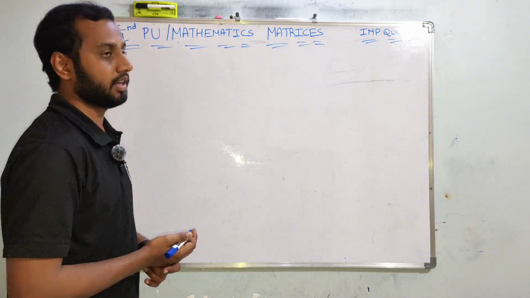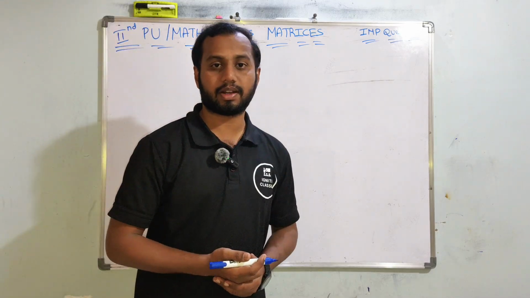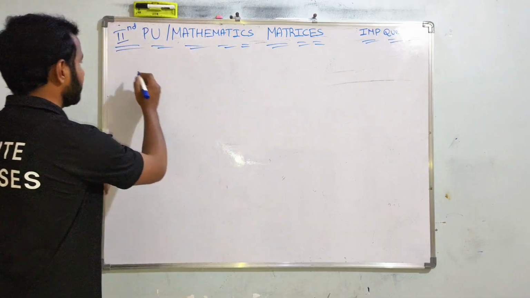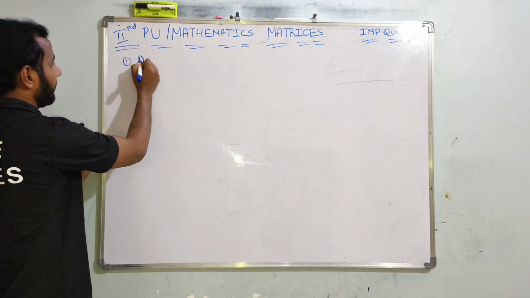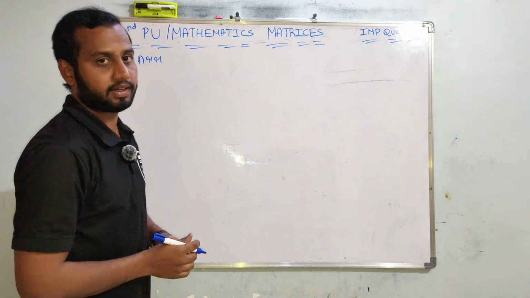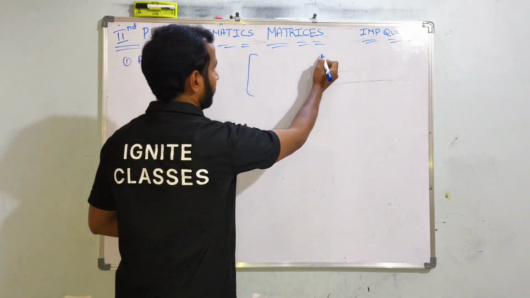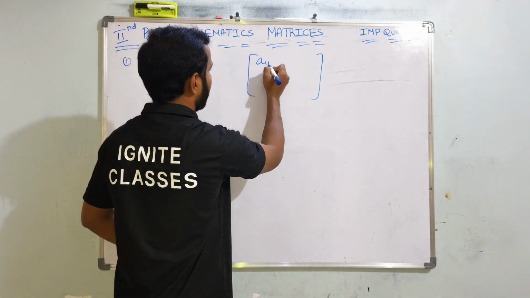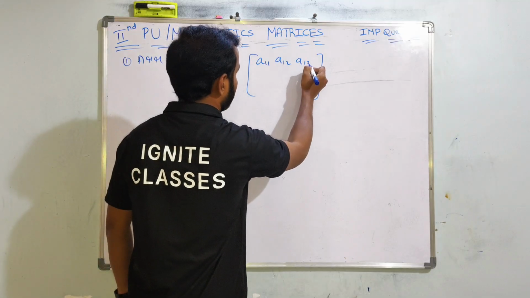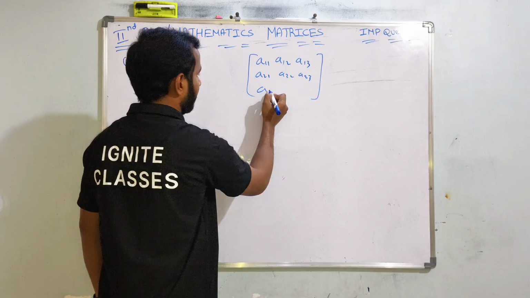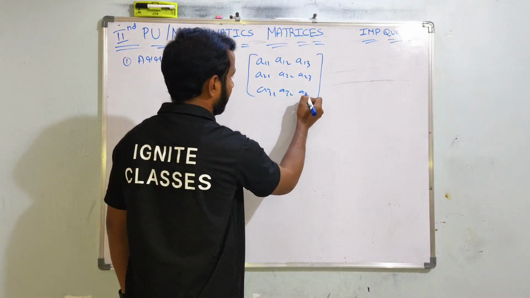First, what is the definition of matrix? The definition of matrix is nothing but an arrangement of elements in terms of rows and columns. Now, elements will be arranged in terms of what? Rows and columns. For example, A11, A12, A13, A21, A22, A23, A31, A32, A33.